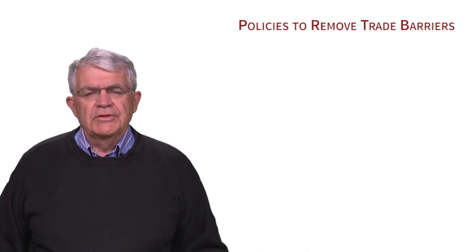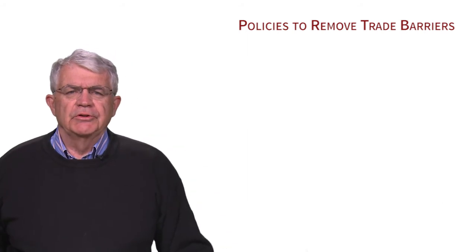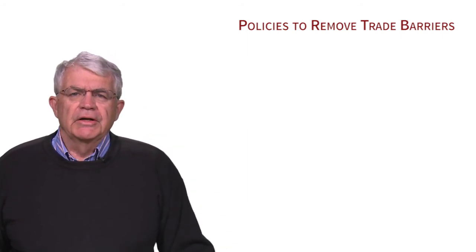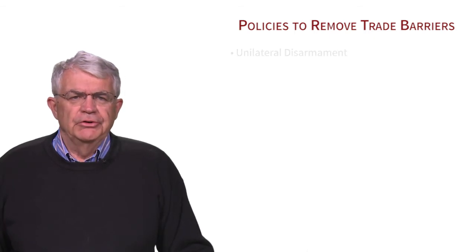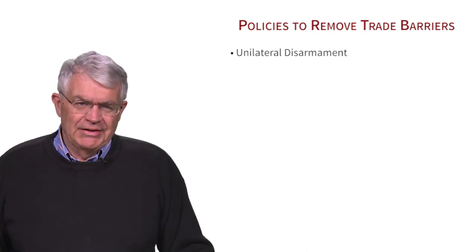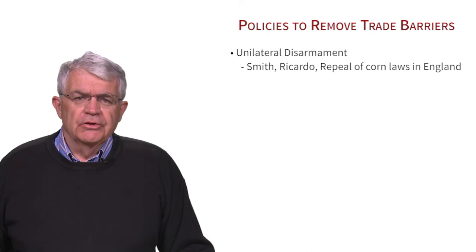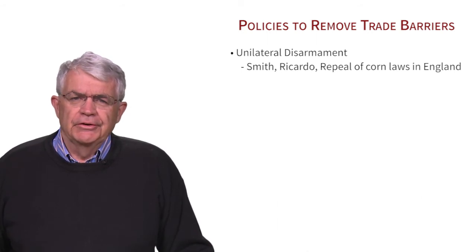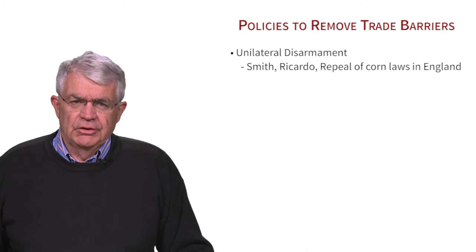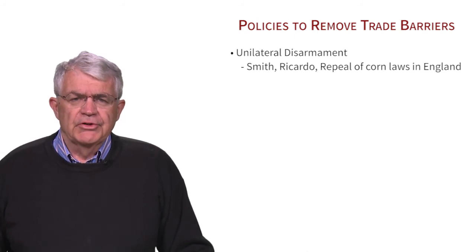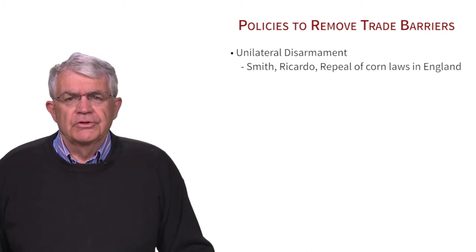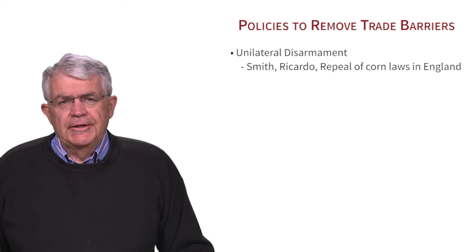So what are the techniques that economists have suggested over time to remove these trade barriers, recognizing these arguments? Well, one simple thing could be called unilateral disarmament. And that indeed is what was argued by economists like Smith or Ricardo. They argued they should repeal the so-called Corn Laws in England. These were protectionist laws in terms of agricultural imports from other countries into England. Worked a little bit, but it rarely works.